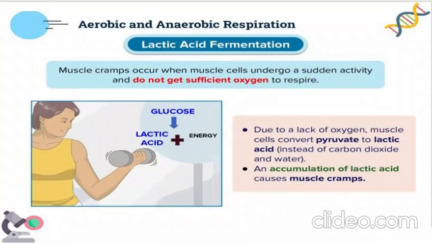Secondly, lactic acid fermentation. Lactic acid, what is it? Now, muscle cramps. Why do muscle cramps occur? When muscle cells undergo sudden activity and do not get sufficient oxygen to respire.